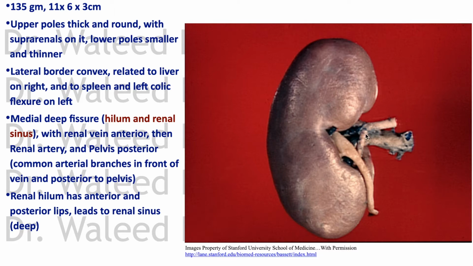And don't get confused, because most of the time a branch from the anterior division of the renal artery itself comes posterior to the pelvis of the ureter or renal pelvis, but the main artery is still in the middle between the vein and the pelvis of the ureter.